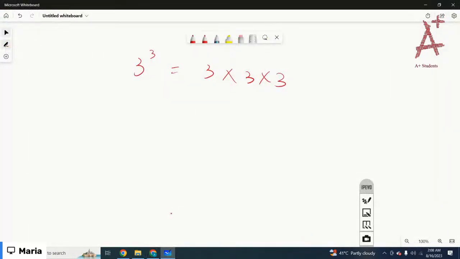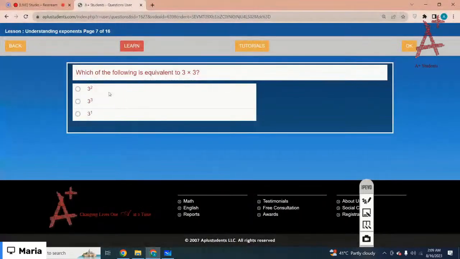You are multiplying 3 how many times? 2 times. So you can write it as 3 exponent 2, right? Because you are multiplying 3 2 times. Correct option is option number 1.